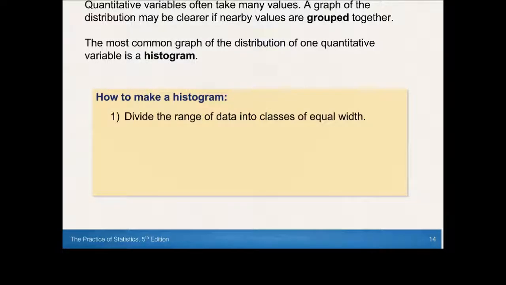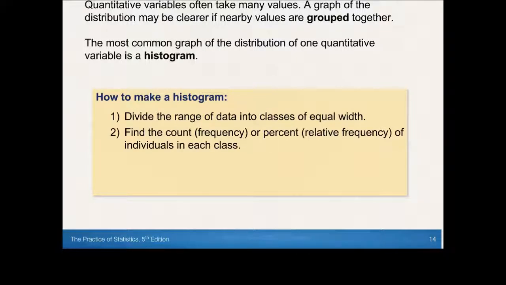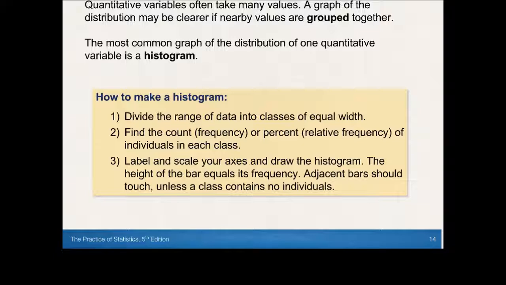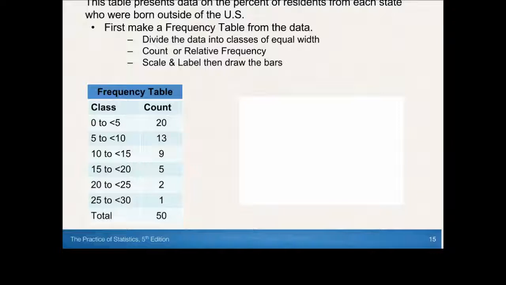Okay, to make this, we divide the range of data into equal widths. We find the count or the percent of the individuals in each class. We label the axes and we draw the histogram. The height of the bar equals its frequency. Adjacent bars should touch unless a class contains none. So this is like a bar graph. In fact, it is a type of bar graph, but you're going to see how it's slightly different than a regular bar graph.